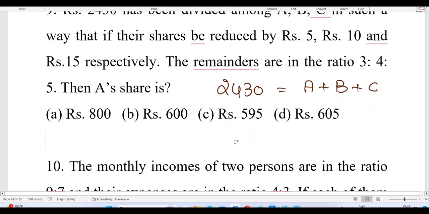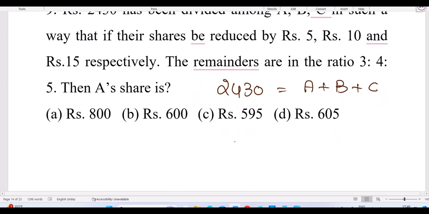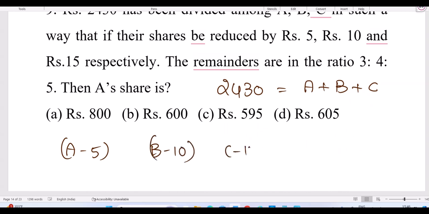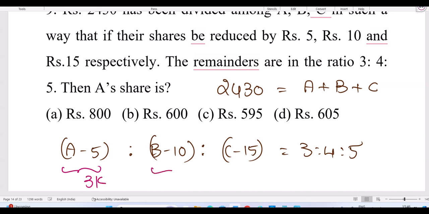This is one small update. Every question needs to teach some new point, that's why we added this. See, A reduced by 5, A minus 5. Whatever A's share is, reduce 5 from it. From B's share reduce 10, from C's share reduce 15. After reduction, the ratio of the remaining terms is 3, 4, 5. Here, this 3, 4, 5 means A minus 5 is 3k, B minus 10 is 4k, C minus 15 is 5k.